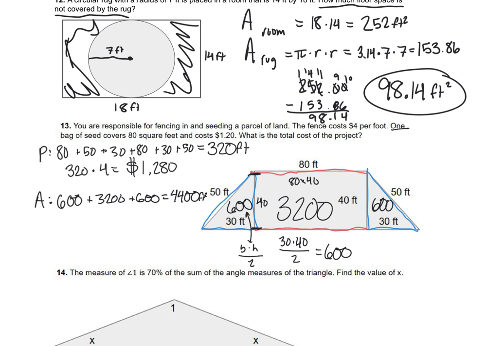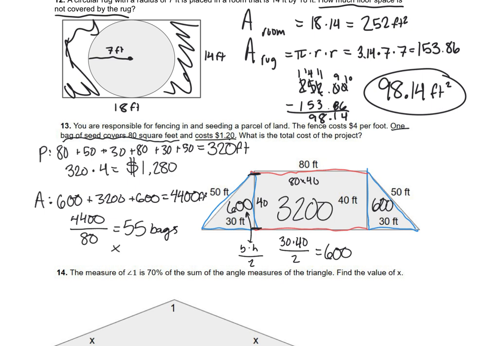Let's read this. One bag of seed covers 80 square feet. All right. So if I want to figure out how many bags I need, I'm going to take my 4,400 square feet, and I'm actually going to divide it up into sections of 80 to see how many bags I need. Now, when we type that in, 4,400 divided by 80, we get a nice solid answer of 55 bags. But again, I'm looking for a final cost, so I need to know how much each bag costs. Well, each bag costs $1.20.